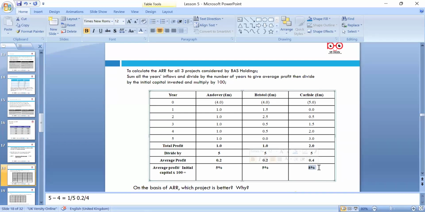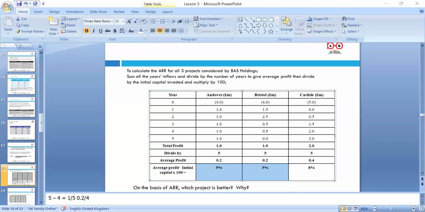But if we don't have 5 million to invest, we have only 4 million, then we can look at project B as better, because in the early years you're getting more return and in the later years you're getting less return. But on average you're getting 5% in both A and B projects. So that's the way we can appraise and decide which project is good to go ahead for the investment. Any questions? Is it okay? Can you hear me, please?